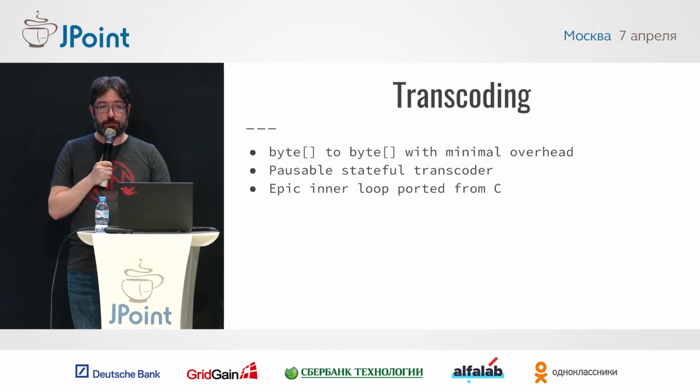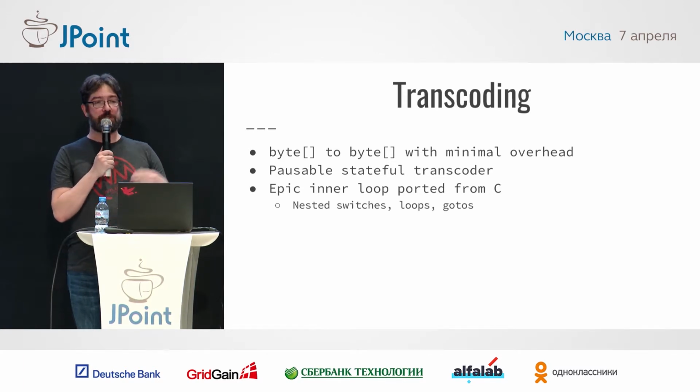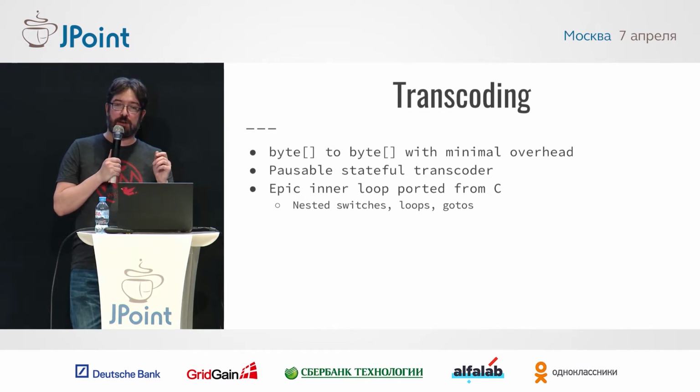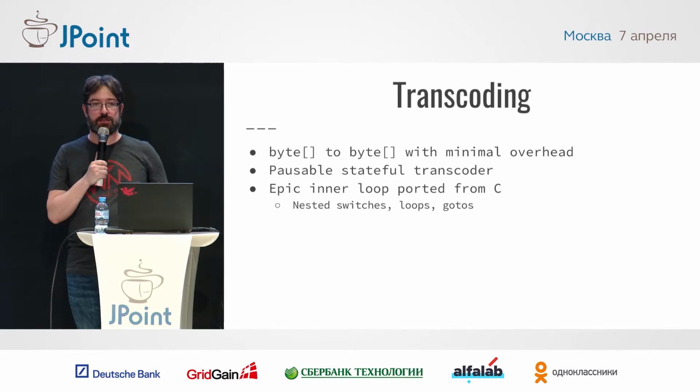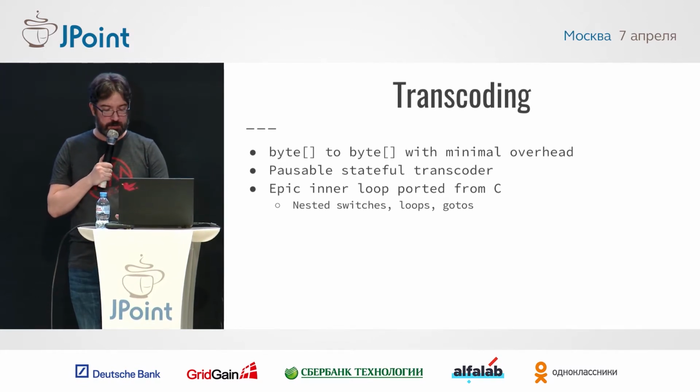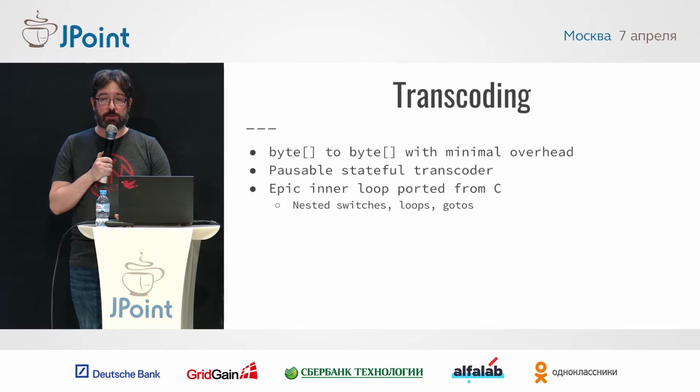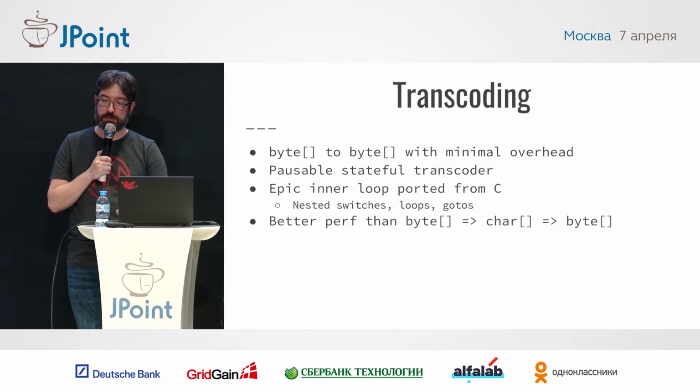There's a huge inner loop here that's very interesting code if you want to see nightmarish C ports. This thing had nested switches, it had loops, and on top of the nested switches and loops, it had arbitrary gotos jumping around in that code. You can imagine how fun that was to convert to Java, but it does work pretty well. Kind of a state machine that was built to support it in jcodings.